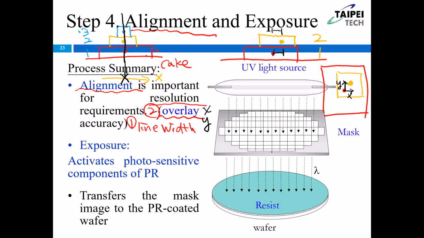When you turn on the UV light, all of these photosensitive components in the PR will be changed. So for the positive PR, the photosensitive components exposed to the UV light will become weaker. So we can transfer the mask image to the PR image.